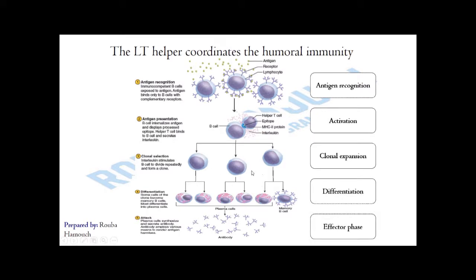These B lymphocytes will differentiate into memory cells preserved for many years and into plasma cells secreting circulating antibodies. The antibodies secreted by the plasma cells will neutralize the antigens. It's the effector phase that leads to the elimination of the antigen or the microbe. So we have 5 phases: antigen recognition, activation, clonal expansion, differentiation, and effector phase.